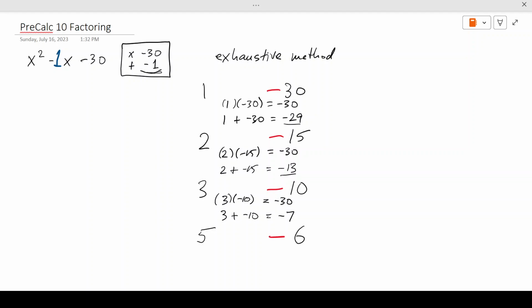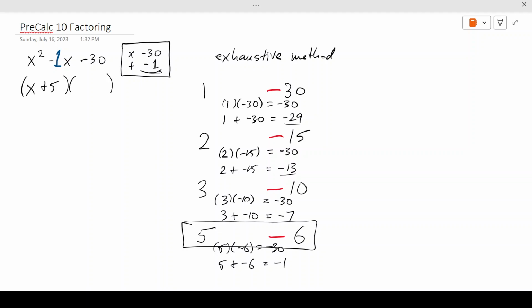Well, let's try the last one. 5 times negative 6 equals negative 30, okay? And 5 plus negative 6 equals negative 1. Lo and behold, there we have it. They multiply to C, they add to B. So these two numbers, positive 5 and negative 6, are the numbers we'll use in our factoring. So I have x plus 5 because it's a positive 5, and x minus 6 because it's a negative 6. That's it. We're done. We did the first question.